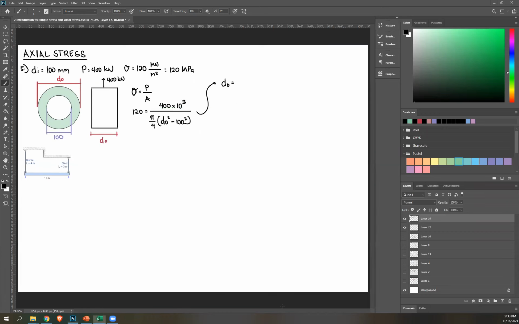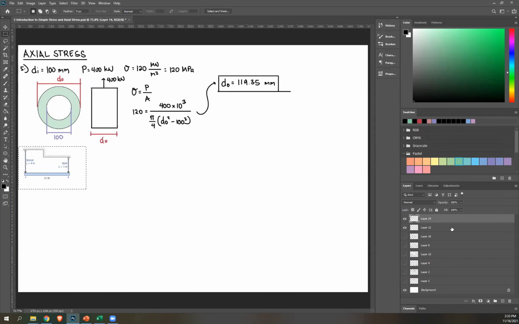It's 119.35, and then this is in millimeters. And that's our answer. And that's why I drew this so that I can figure out what the area is. Okay, that's 5. Now let's have the last question.